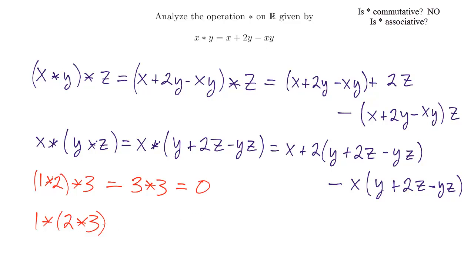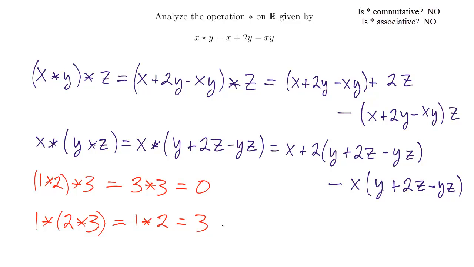On the other hand, 1 star, 2 star 3, this is going to be 1 star. Now we have to do the result of 2 star 3. 2 star 3 is 2 plus 6 minus 6, so that's 2. And 1 star 2 we already saw was 3. 0 is not equal to 3, so there we know for sure this operation is not associative.